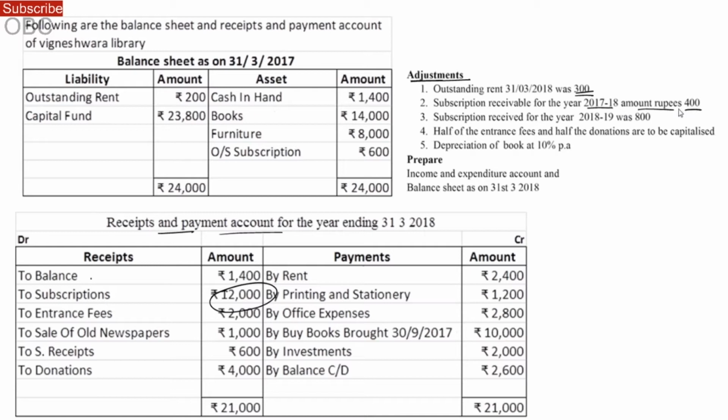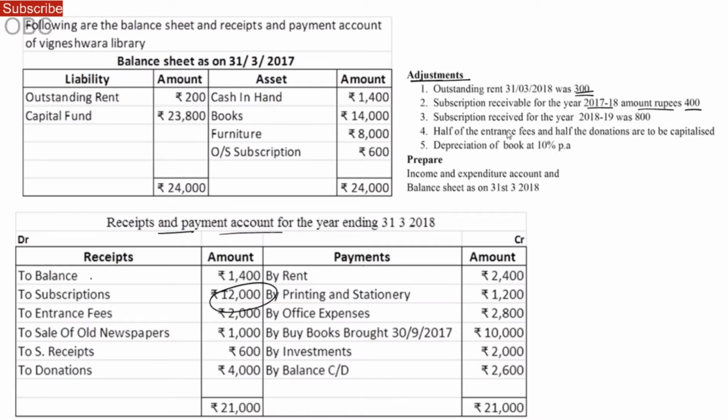Next, second adjustment, subscriptions receivable for the year 2017-18, amount rupees 400. The subscription has not come yet, so you need to add this 400 for the subscription. Now in this current year they have 12,000 rupees. For that you need to minus the last year's balance sheet subscription outstanding 600 rupees. So first you will enter the subscription 12,000, minus last year's 600 rupees outstanding subscription, plus the current year adjustment, outstanding subscription or subscription receivable, 400 rupees.